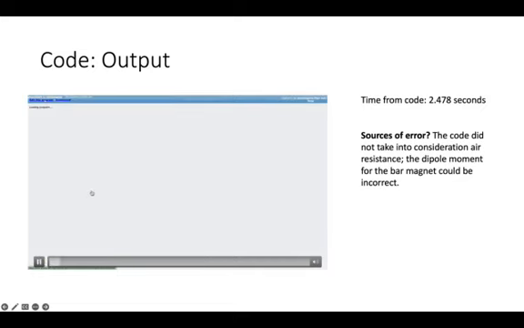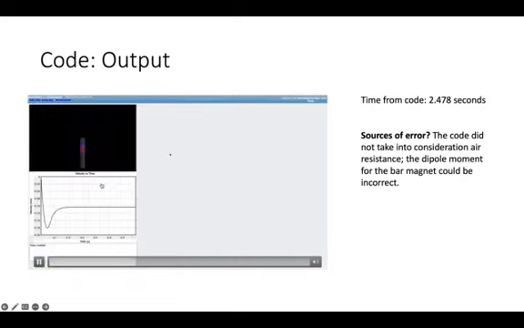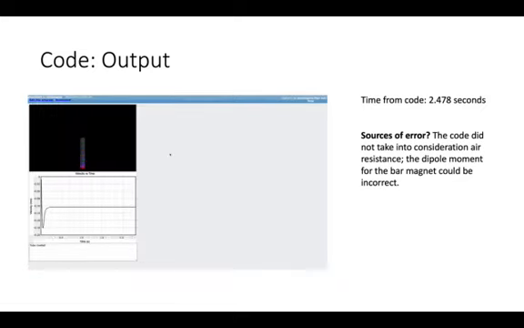Here's the output of the code. The time we got from the code is 2.478 seconds. So this doesn't match our experimental time. Some sources of error could be the code did not take into consideration air resistance or any other forces other than the magnetic force and gravity, and the dipole moment for the bar magnet could be incorrect.